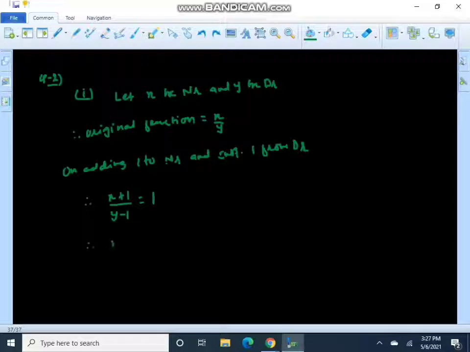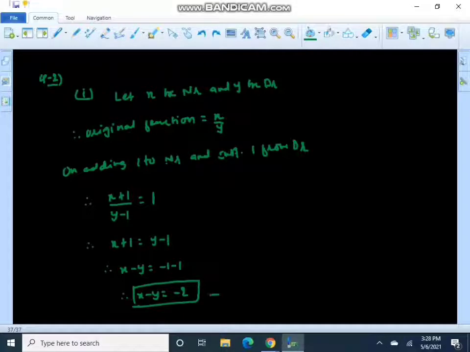इसको simplify कर देंगे. x plus 1 is equal to y minus 1, and therefore x minus y is equal to minus 1 minus 1. Therefore x minus y is equal to minus 2. Clear? Okay, this is the first equation.